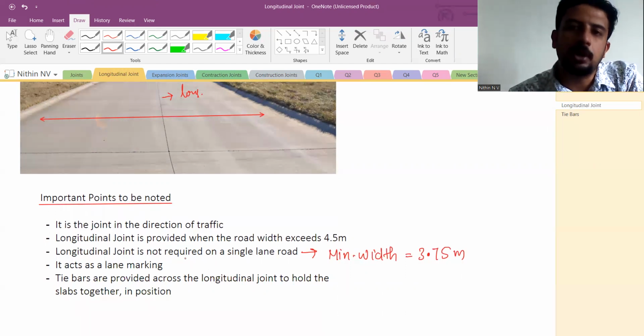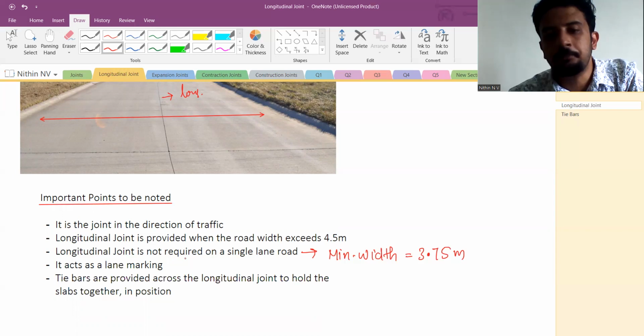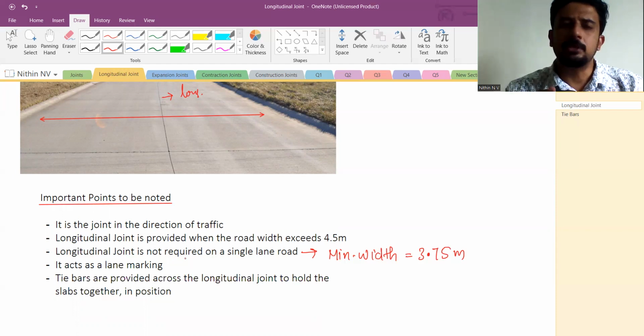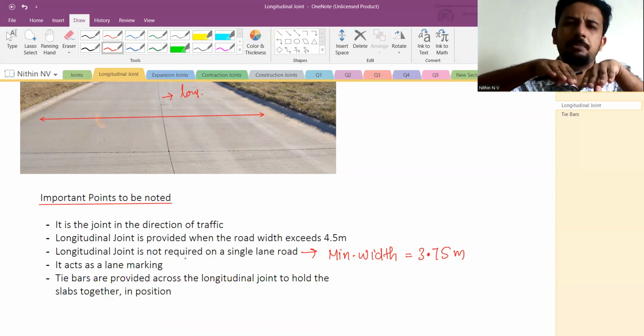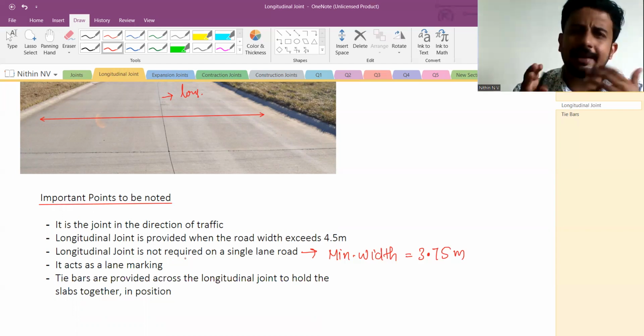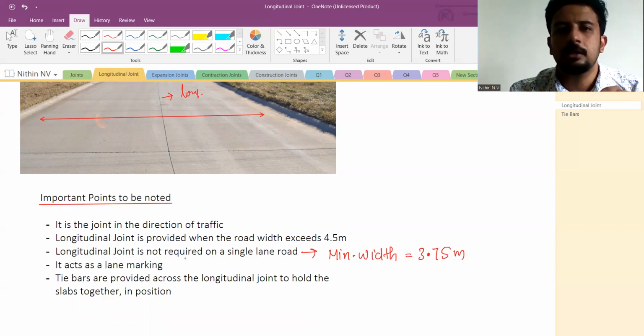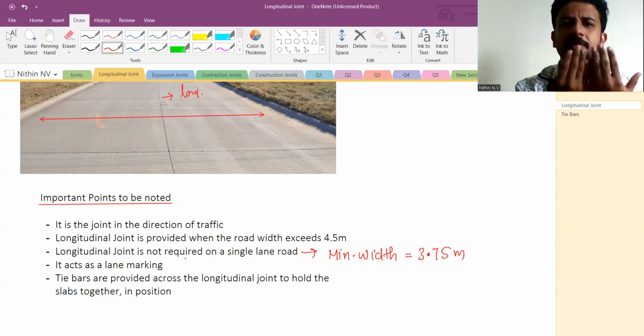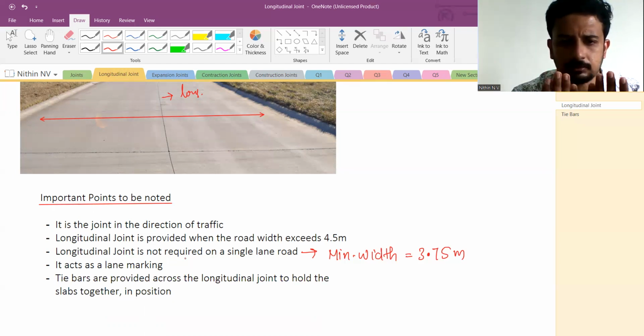Okay. Now the last point, but a very, very important point: the tie bars are provided across the longitudinal joint to hold the slabs in position together, which means what? Suppose I'm having two different slabs, say like this. What will happen whenever the vehicles keep on moving and applying the brakes? There is a chance that this slab will be moving in the opposite direction. Sidewise it may be moving, which means this gap may not be practically maintained. Whenever the vehicles are moving, either this gap may be getting closed or the width of the gap can be increased again.